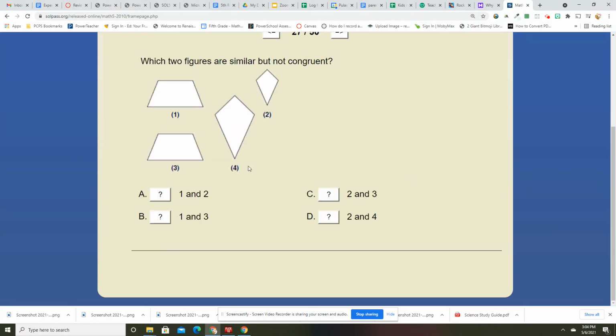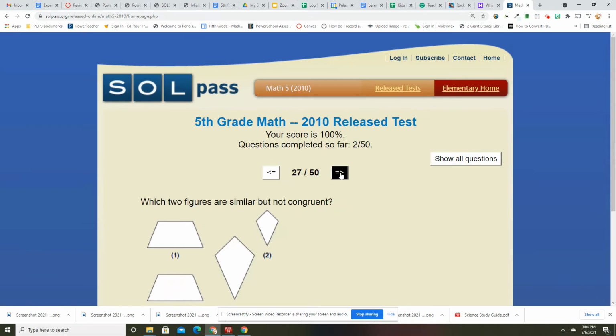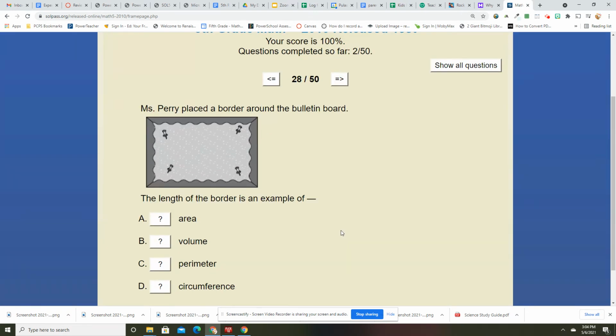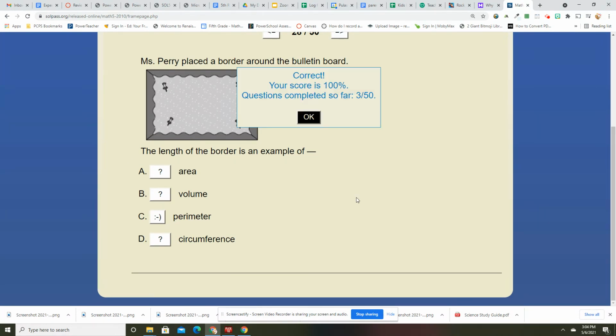All right. Two figures are similar but not congruent. So which two are similar but not congruent? So 2 and 4 are similar but not congruent. 1 and 3 are similar and congruent. Miss Perry placed a border around the bulletin board. The length of the border is an example of what? So around, this would be perimeter.